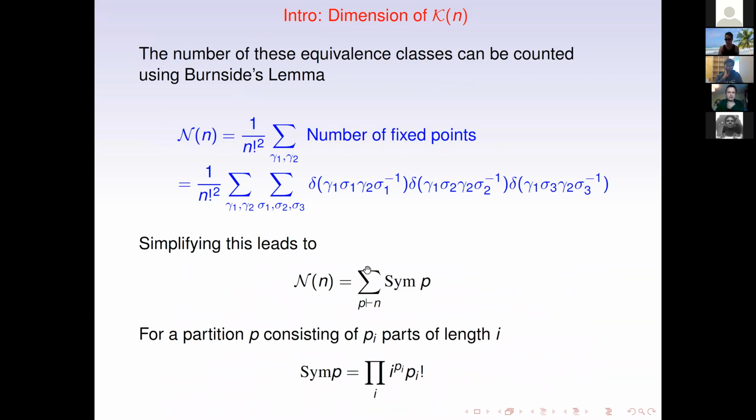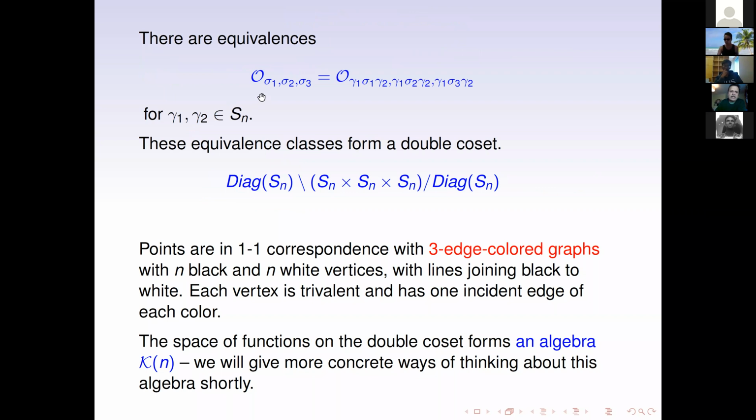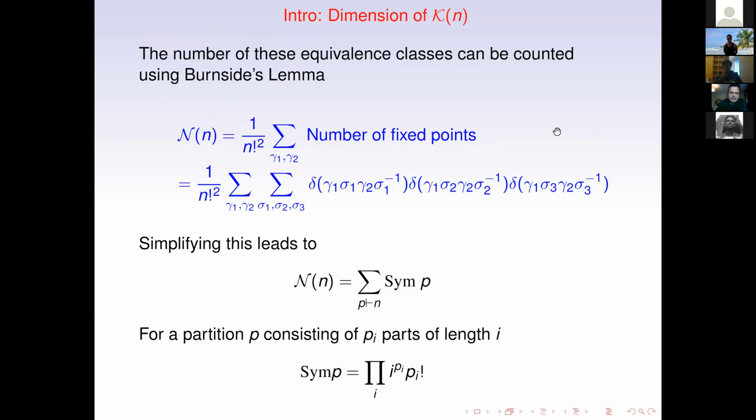So how do we count? How do we get a formula for the counting of the dimension of K of n? The fact that there is this description in terms of gamma 1, gamma 2 acting on triples is very useful. Whenever you have a group here, Sn cross Sn acting on something, you can count the orbits and you can count the size of this double coset. So for the orbits, there's a formula called the Burnside lemma: 1 over the size of the group, n factorial squared, times the number of fixed points of that action, which is the weight.